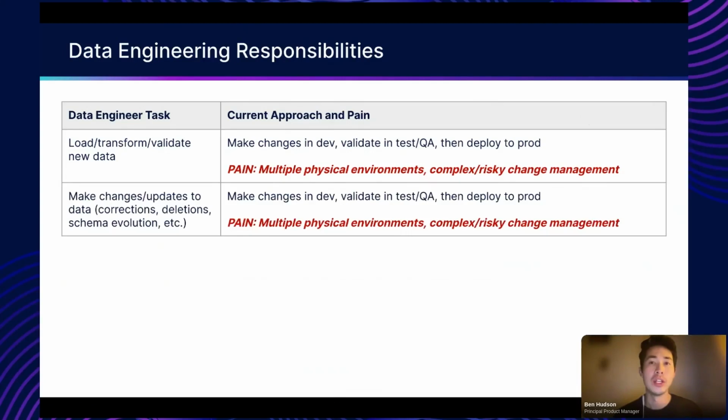In addition to loading new data, you might have to make changes or updates to data as well. So for example, you might have to update someone's email address or phone number in your database. You might have to delete someone for compliance purposes, or you might even have to do something as simple as fix a typo. You might also want to evolve or update the schema of the table itself. So for example, if you wanted to add a new column to your table, right? So this is an example of schema evolution.